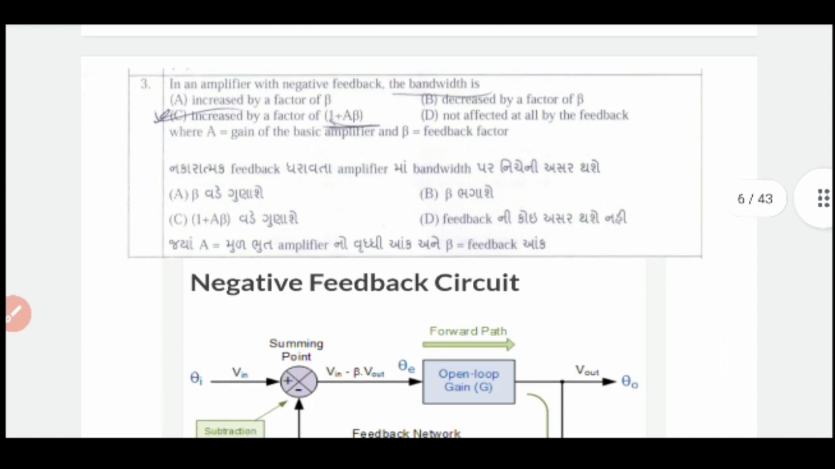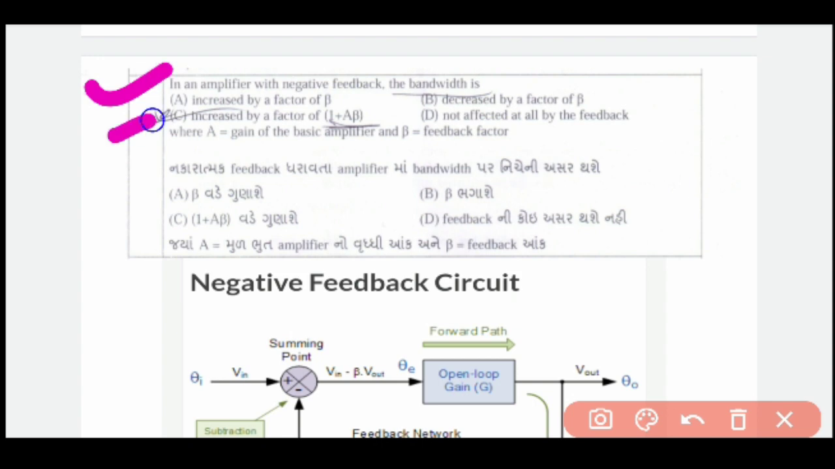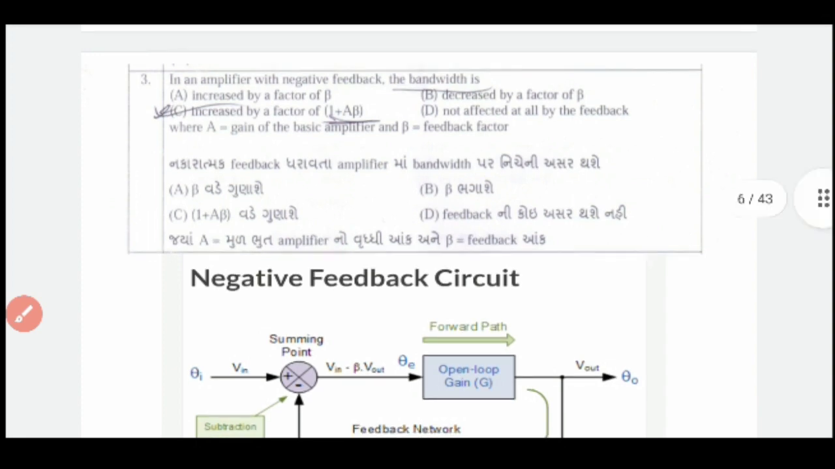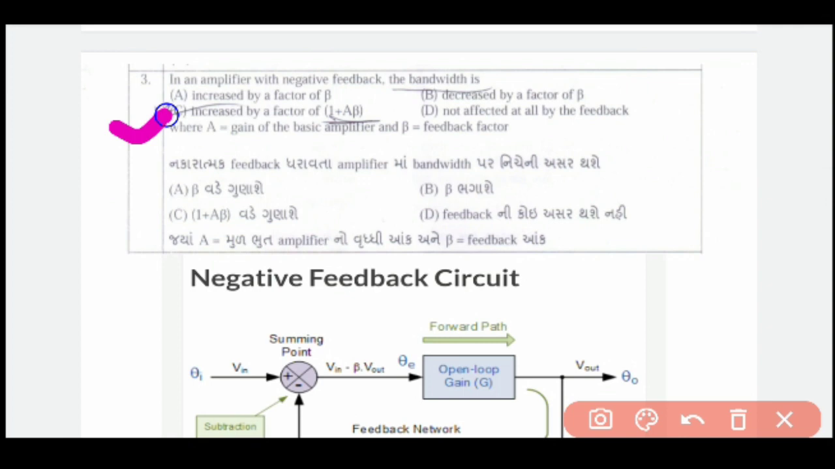Now the question number 3. In an amplifier with negative feedback, the bandwidth is: option A increased by a factor beta, option B decreased by a factor beta, option C increased by a factor of 1 plus A beta, and option D not affected at all by the feedback, where A is the gain of the basic amplifier and beta is the feedback factor. Then the answer is C, increased by a factor of 1 plus A beta.